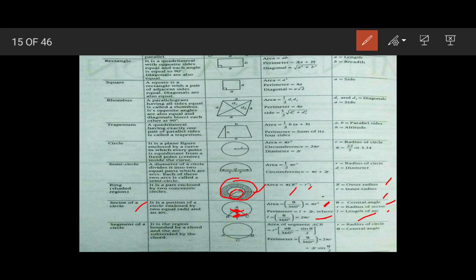Okay, then segment of a circle. It is the region bounded by a chord and the arc subtended by the chord, right? This region is known as a segment. So area of a segment ACB is equal to r square into pi theta upon 360 degree minus sin theta upon 2. Perimeter is theta upon 360 degree into 2 pi r. Okay, where r is the radius of circle and theta is central angle.